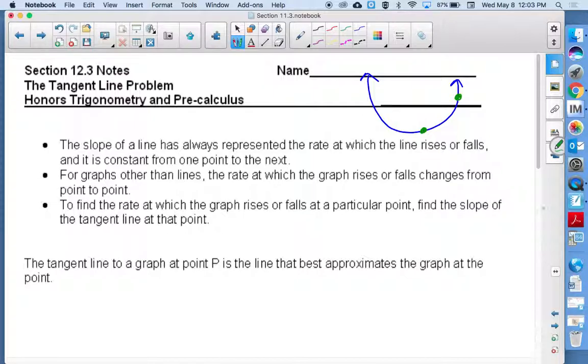The third bullet, to find the rate at which the graph rises or falls at a particular point, we're going to be finding the slope of the tangent line at that point. So if I have a point right here and I want to figure out what the slope is at that point, because each point has a different slope, we're going to make a tangent line, and we're going to be finding the slope of the tangent line. Because lines have slopes. Curves increase or decrease, but I can find the steepness of that curve at that single point by using the slope of the tangent line. So that's what we're going to talk about today.